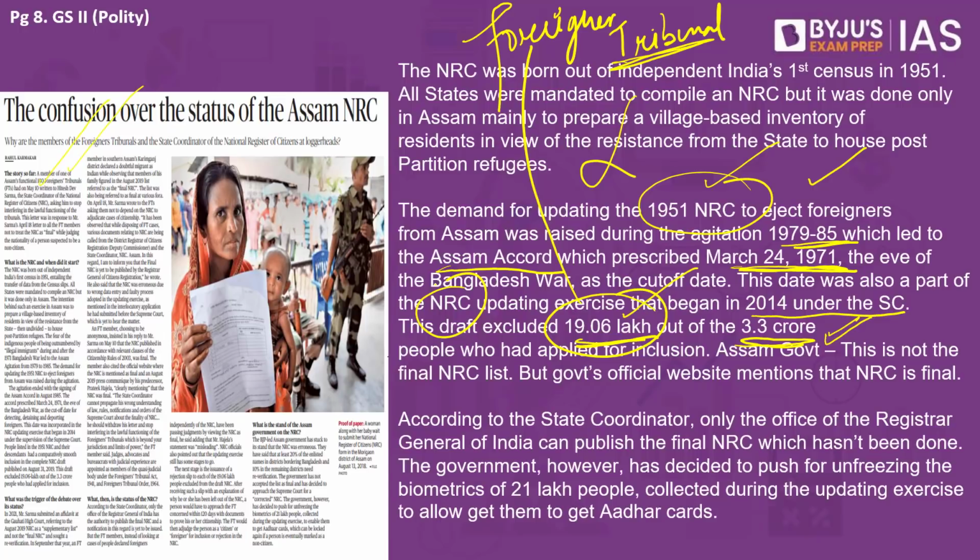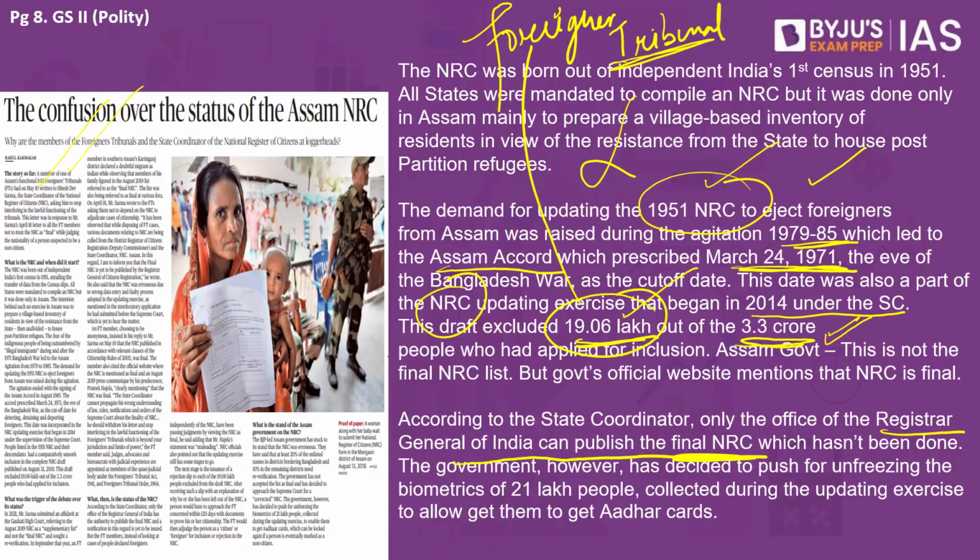On the other hand, the foreigner tribunal is saying that you don't interfere with our work. For us, the NRC data is official and we will go by this data only. On the other hand, the NRC coordinator says that the official NRC can only be published by the Registrar General of India, and the Registrar General has still not published the final NRC. So the NRC that we have in the public domain is just the first draft. Please don't depend on it.